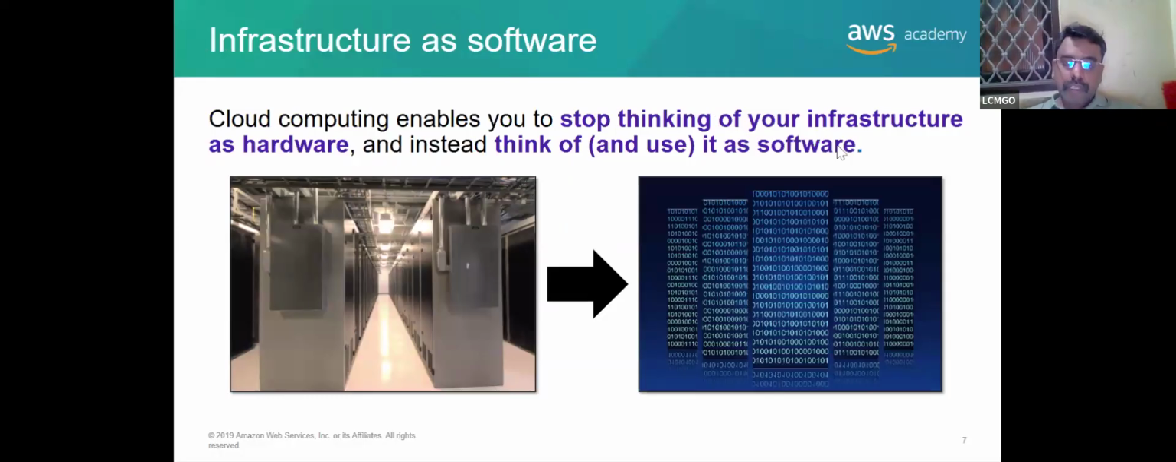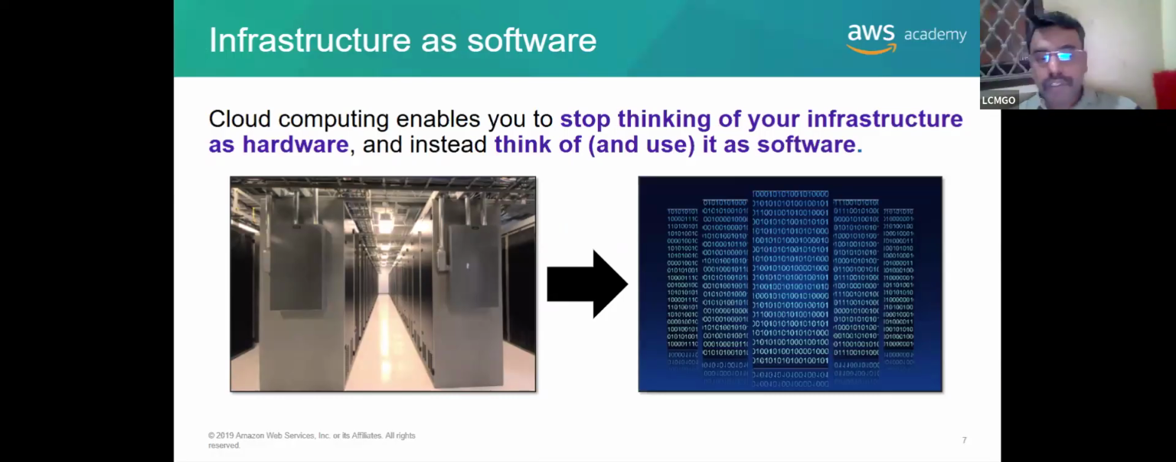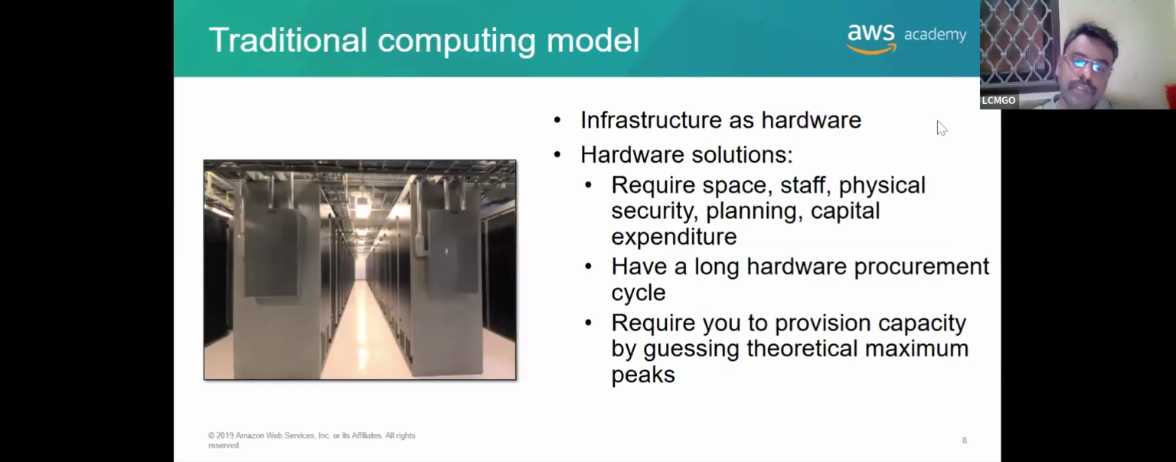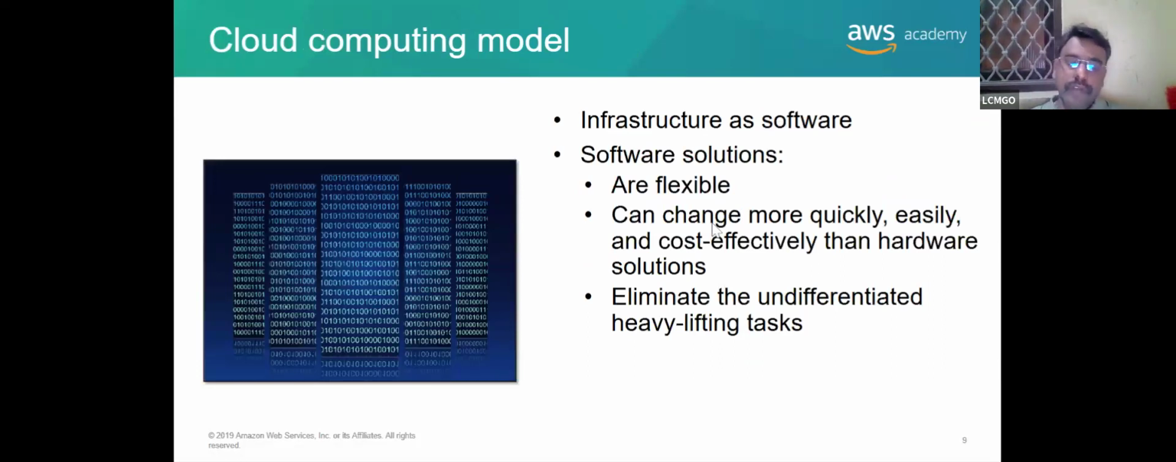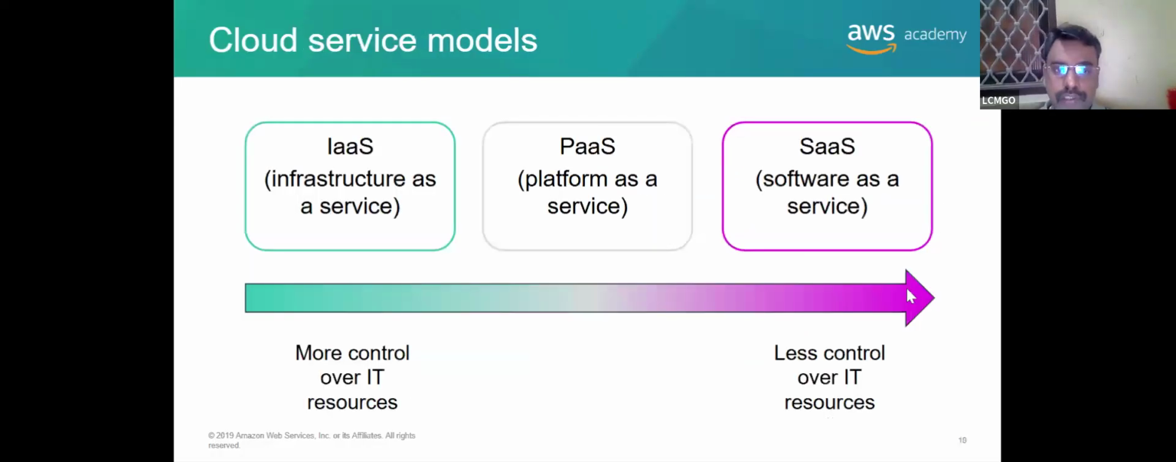We discussed compute, that is infrastructure as software. Cloud computing enables you to stop thinking of your infrastructure as hardware. Instead, we use it as software, because in the old traditional method we require space, staff, physical security, planning, capital expenditure, and a long procurement. We also cannot guess how much capacity will come or go. So we move to cloud computing, where we have the flexibility to change quickly and easily, and it is more cost effective than hardware solutions. We eliminate the undifferentiated heavy lifting tasks, like shipping and configuring 1,000 computers.